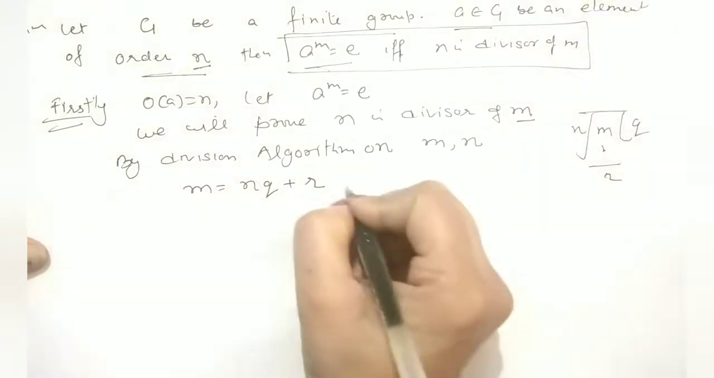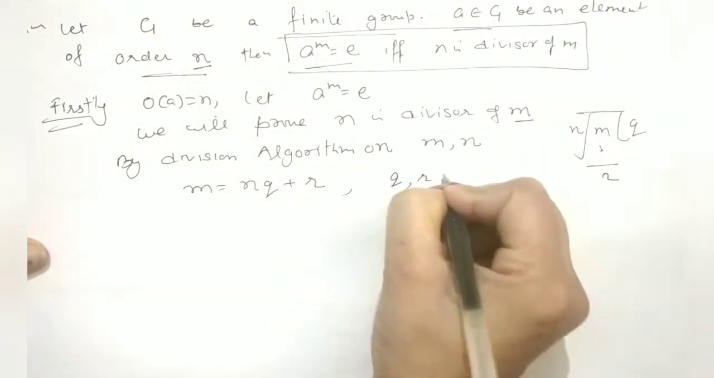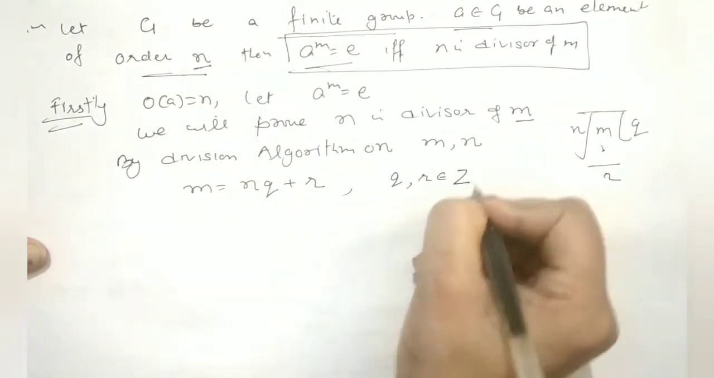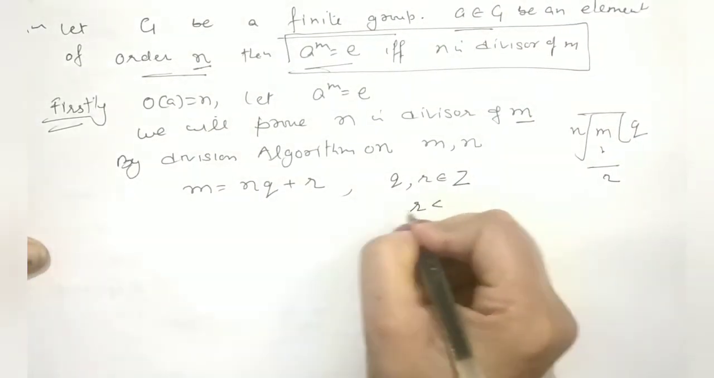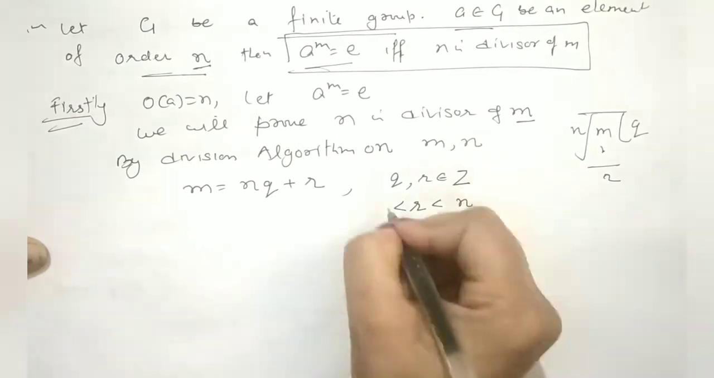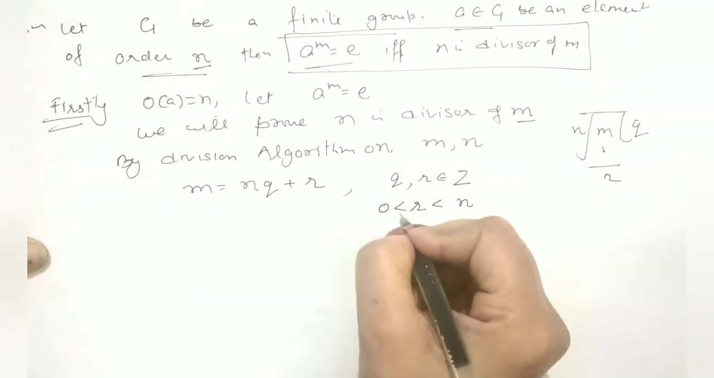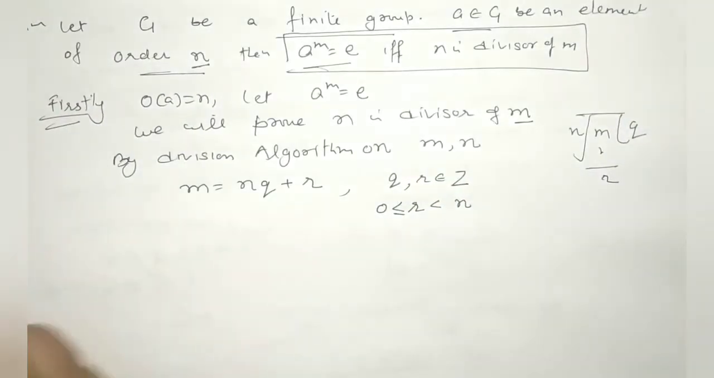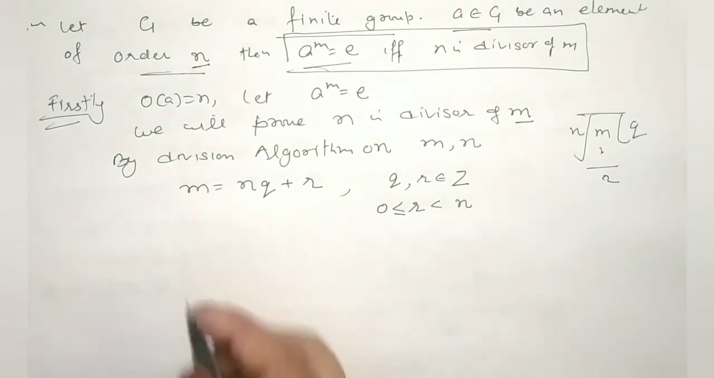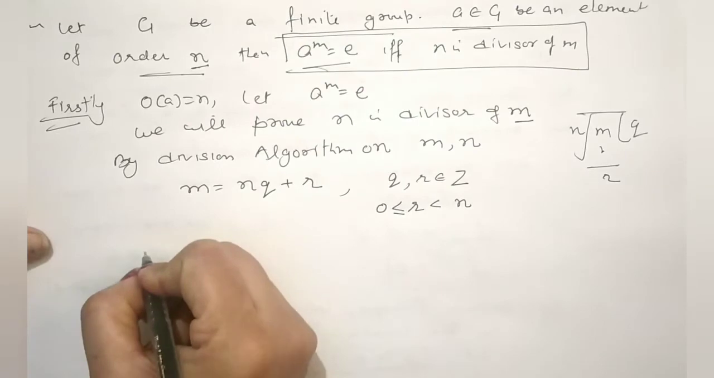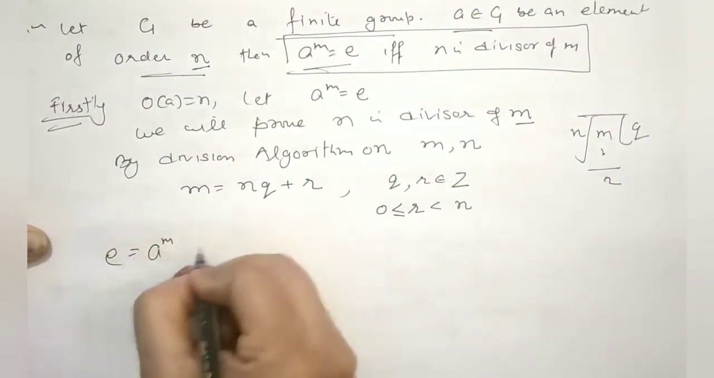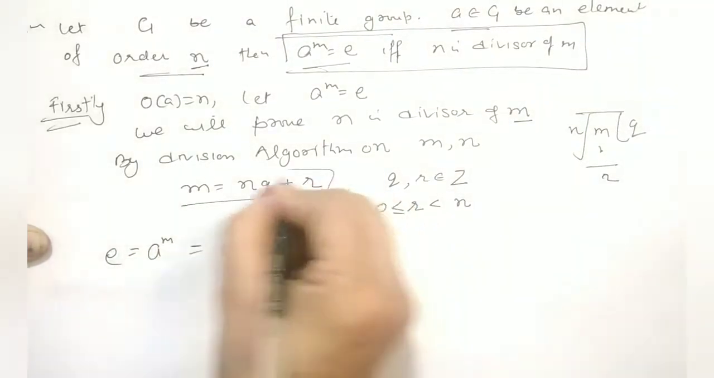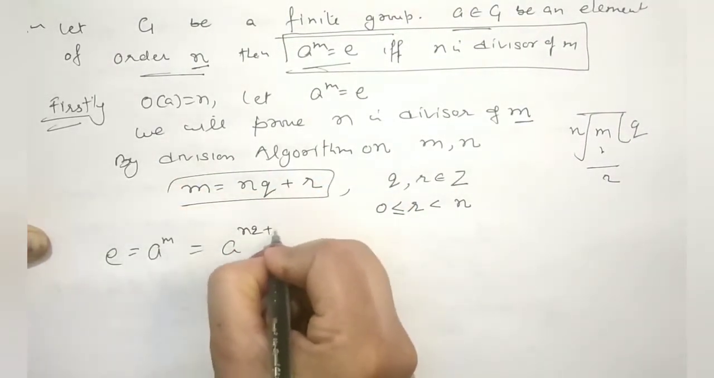Now these q and r are also integers. And one more thing, the remainder must be less than the divisor: r is greater than or equal to 0 and less than n. Now we can check this: A raised to power m that we have taken is equal to identity, but m is equal to nq plus r.